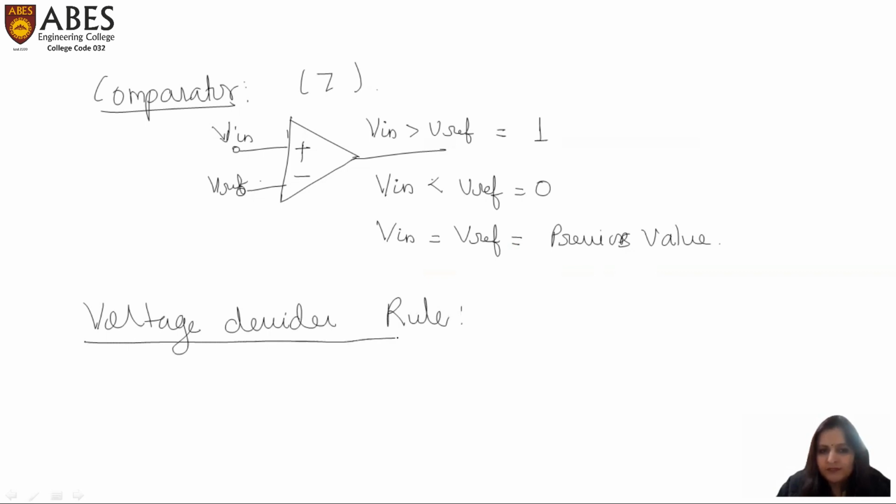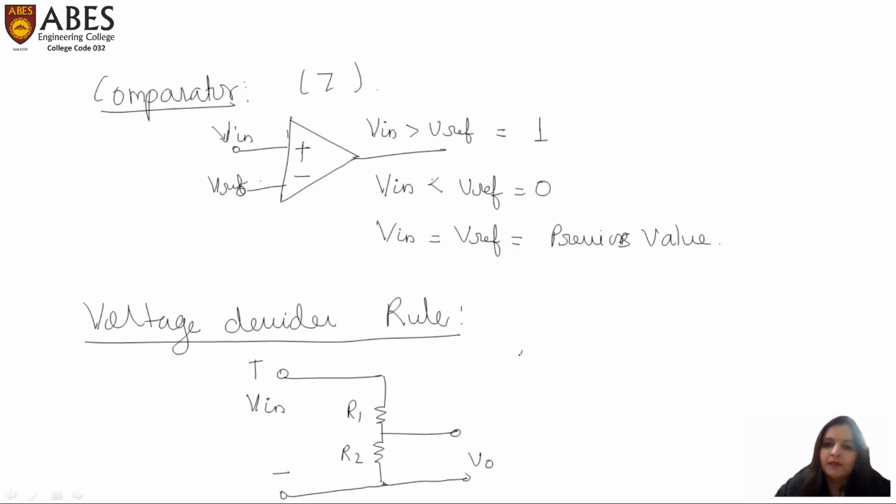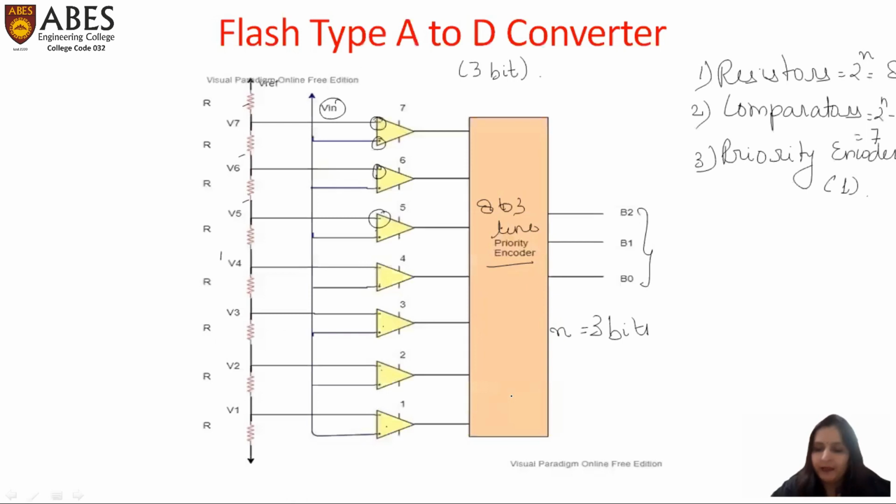Now, what does this rule say? It says that if we have applied a voltage in a circuit like this, where there are two resistances, supposedly R1 and R2, and we need to calculate the voltage across R2, then V output is equivalent to the resistance across which we have to calculate the voltage, divided by the sum of the two resistances, and this whole multiplied by the input voltage.